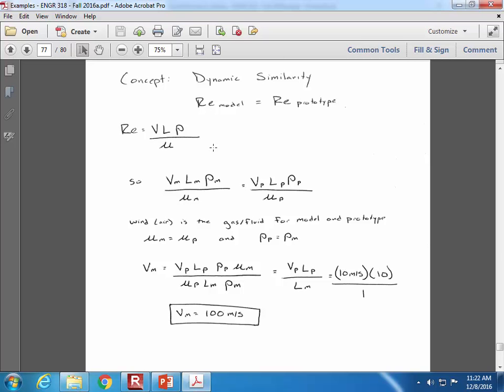Okay, so I'm going to rearrange this for solving for the unknown. We've got the velocity of the air in the wind tunnel that the model will experience. If we rearrange that, then that is V sub p, L sub p, the density of the prototype, and the viscosity of the model, divided by the viscosity of the prototype, the length of the model, and the density of the model. So just rearranging for the unknown, where it says there in blue, the wind speed that should be used in the wind tunnel.